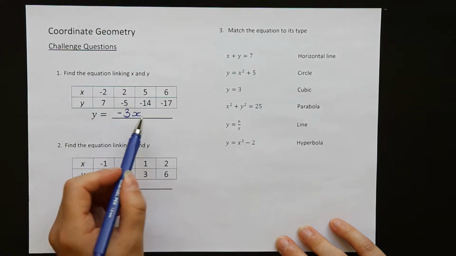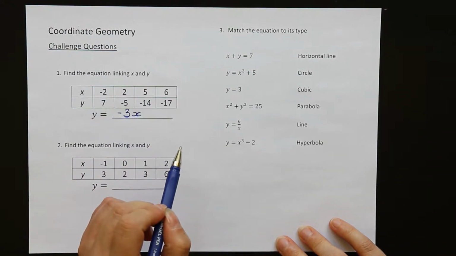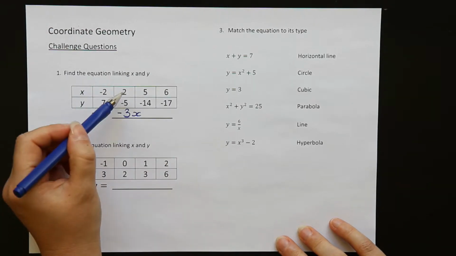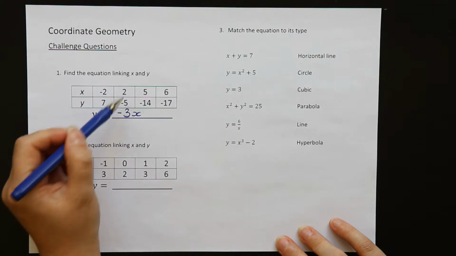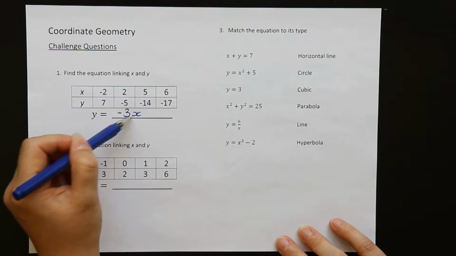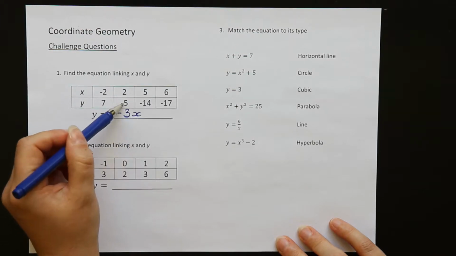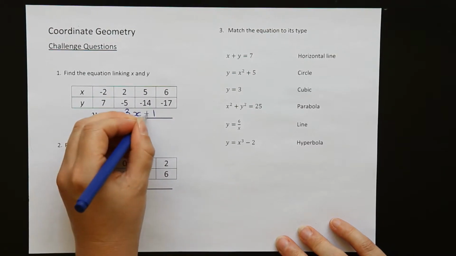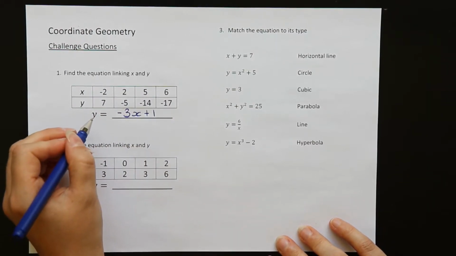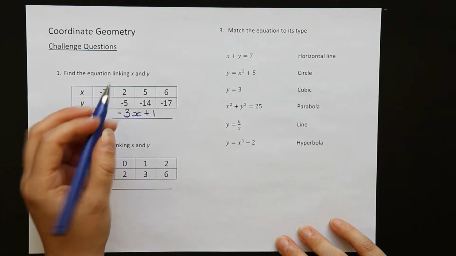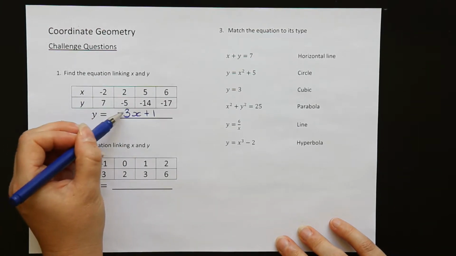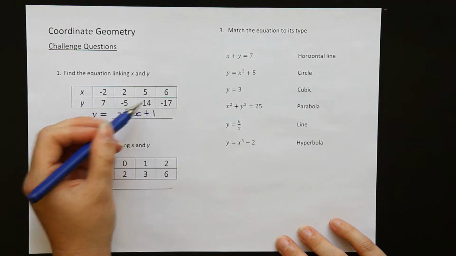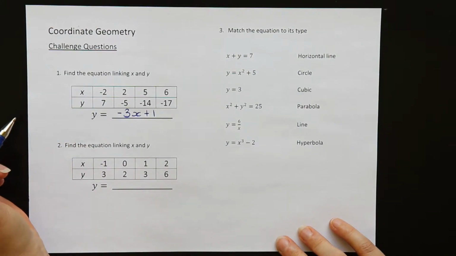Now we don't have the 0, so we don't know what our number on the end is going to be, but we can test one of the x values. Let's try the 2. If I did 2 times negative 3, I would get negative 6. In order to get to negative 5, I would have to plus 1. So hopefully that's our equation. Let's check it with another value. Let's try 5. Minus 3 times 5 is minus 15. Plus 1 is negative 14. So that works. We've found our equation.